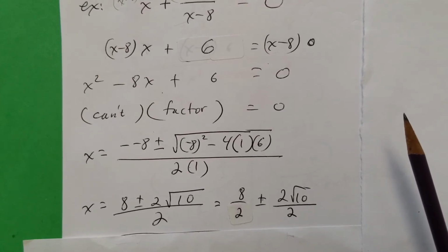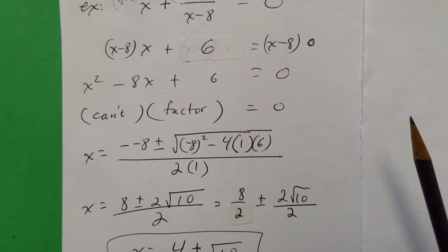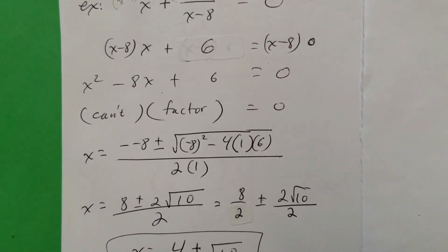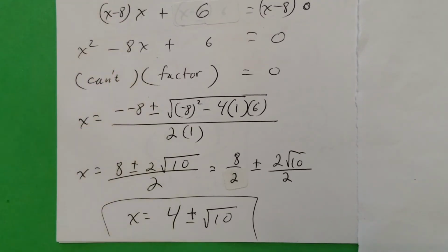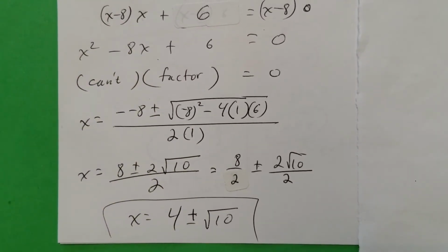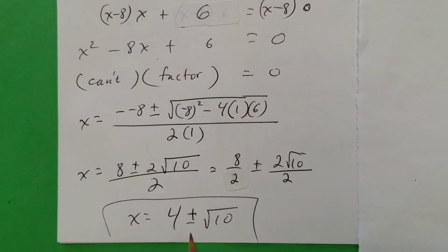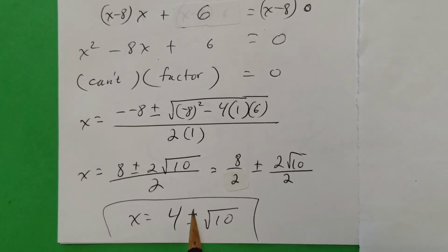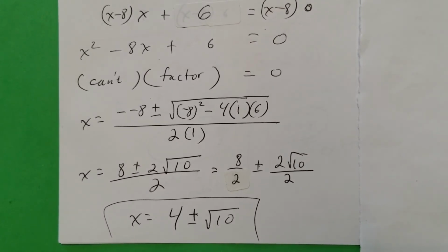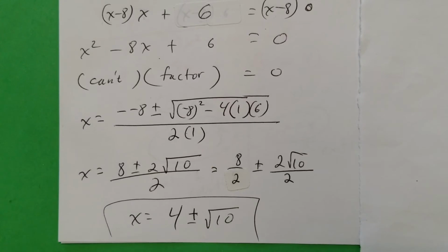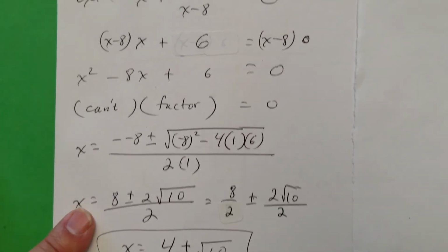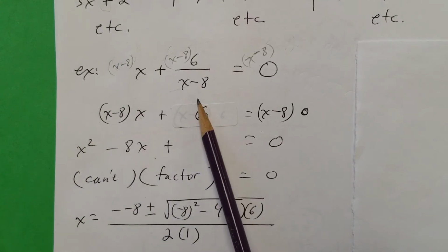I simplify, you can use a calculator, and I get this. Now wait a minute, Mr. C, didn't you say that there were two answers? There is. One of them is 4 plus square root of 10, the other one is 4 minus square root of 10. So you can split them up, but why would you want to, when you can write it concisely like this? Okay? So we solved this rational equation.